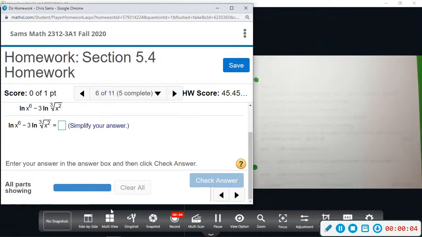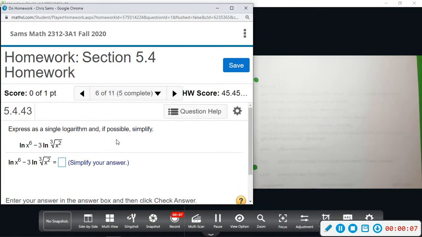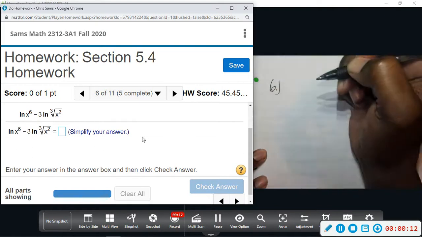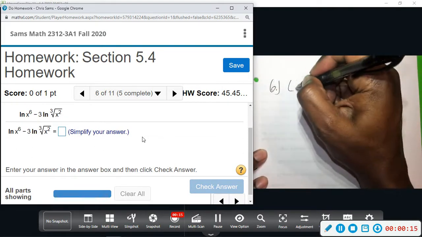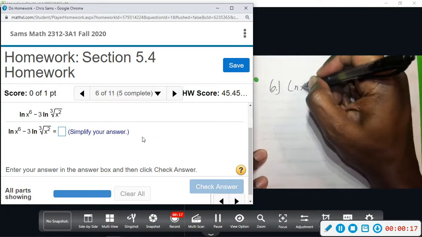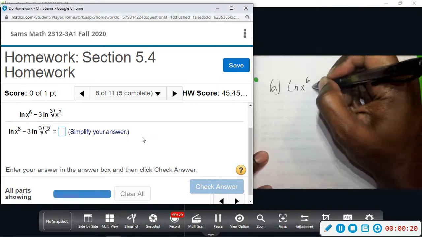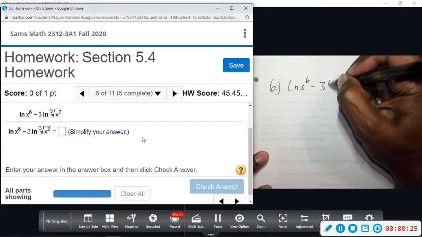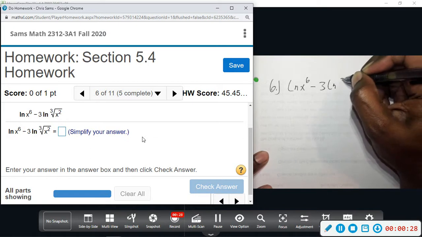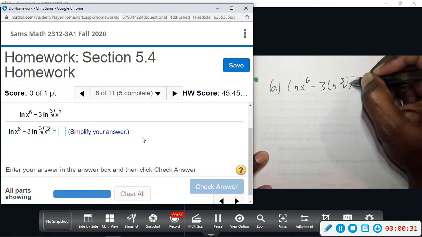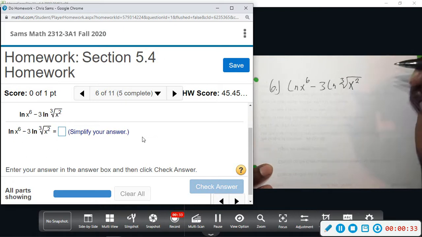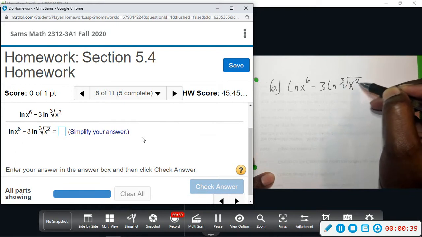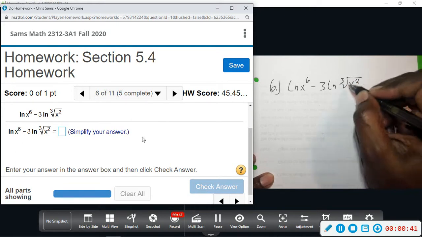Number 6, we want to write as a single log. So we've got ln x to the 6th minus 3 ln, and then we have the cube root of x squared. Alright, so properties of exponents: anytime you have a root, you can write it as an exponent dividing by 3. So we're going to convert all of this first.